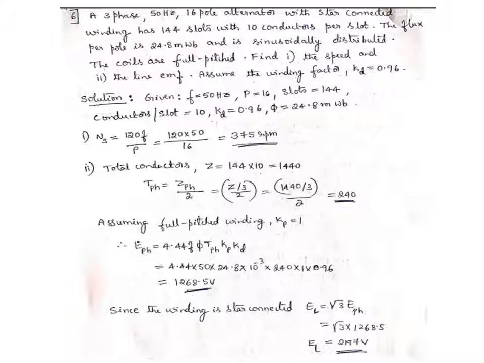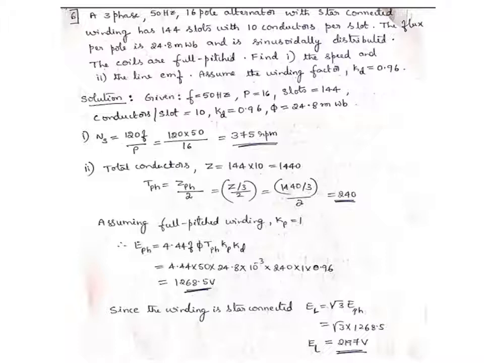This is the equation: E_ph, the RMS value of the EMF per phase, is equal to 4.44 f phi T_ph Kp Kd. How do we calculate T_ph? T_ph is equal to Z_ph divided by 2. Z_ph is the total number of conductors divided by 3. There are 144 slots, each slot has 10 conductors, so 1440 is the total number of conductors. Divided by 3 gives Z_ph, divided by 2 gives T_ph. So the number of turns per phase is 240.